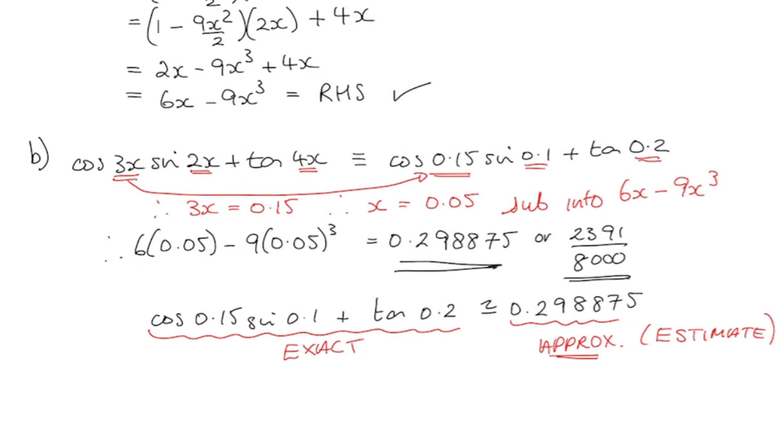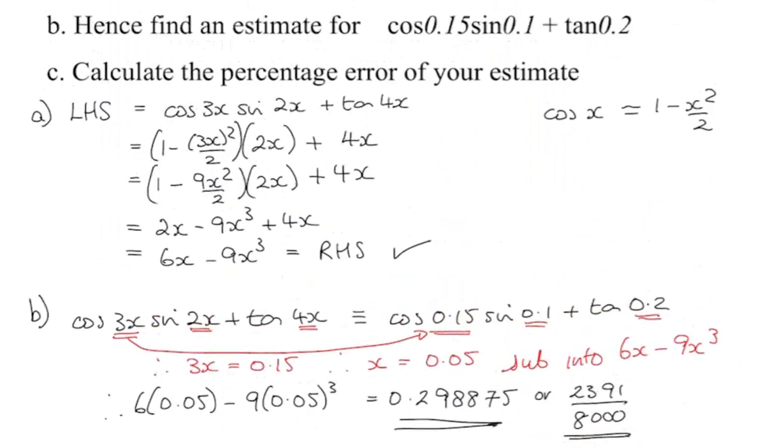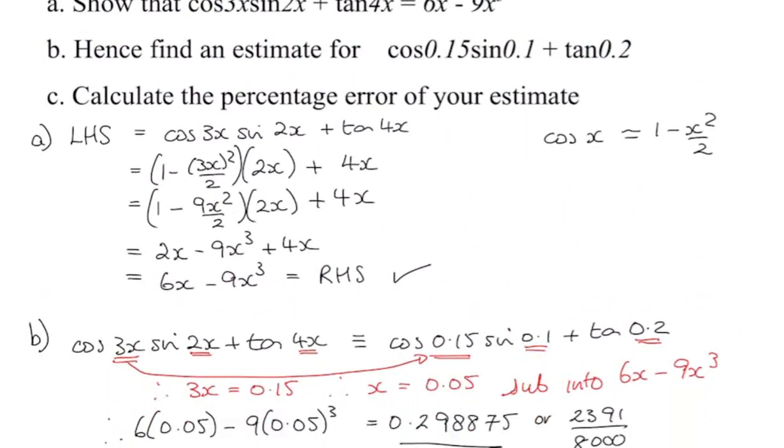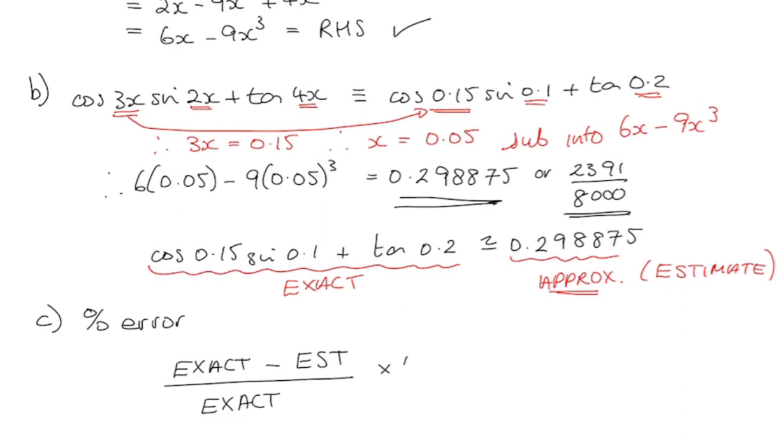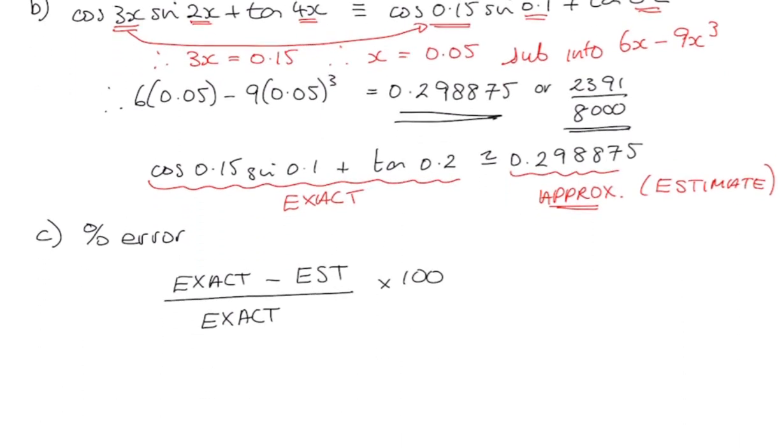which is quite important for part C, because part C, if we go back up, says calculate the percentage error. The formula for percentage error is usually exact minus estimate divided by exact times 100 to turn it into a percent. Now what you will find sometimes when you do exact minus estimate, if the estimate is bigger than the exact, you will get a negative value coming out. It's not a problem, we usually just quote it as positive.